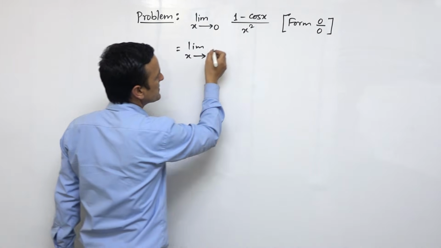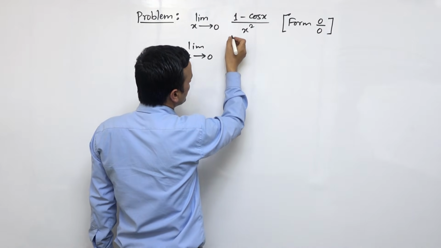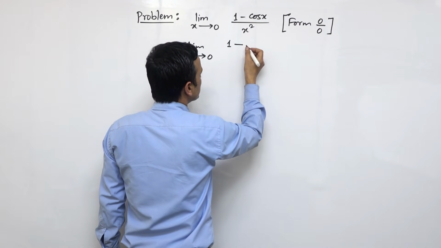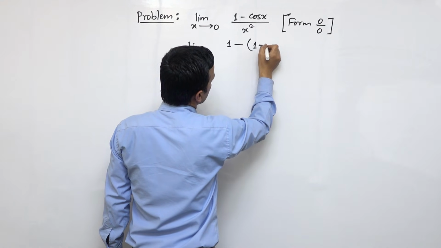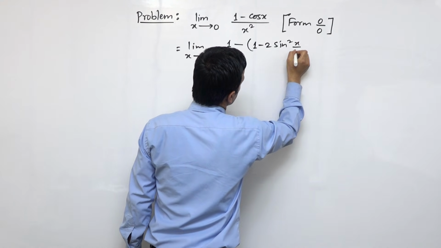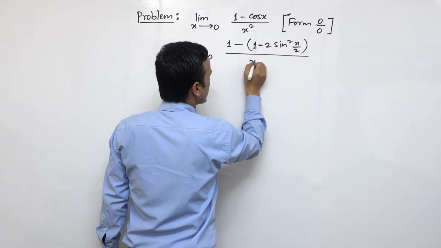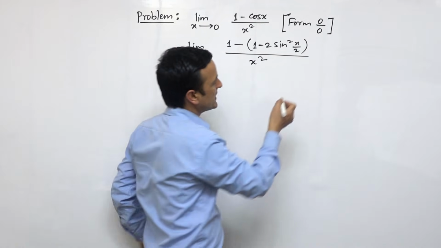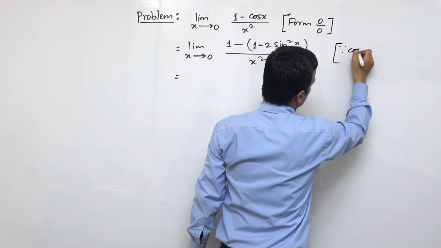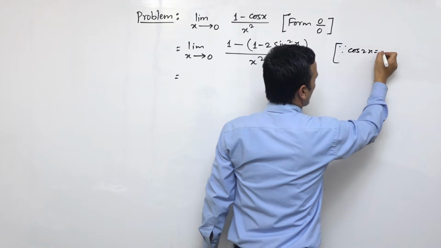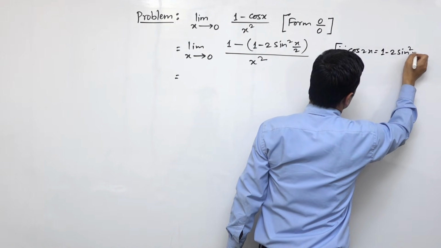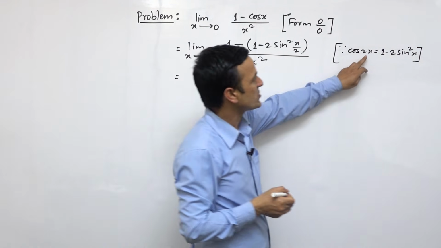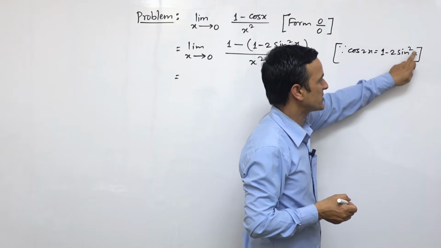We can solve this question by the formula: 1 minus cos x means 1 minus (1 minus 2 sine square x by 2), divided by x square. This is the formula of cos 2x, as you know. This is a trigonometric relation. Write down: cos 2x is equal to 1 minus 2 sine square x. This is the main formula of cos 2x.